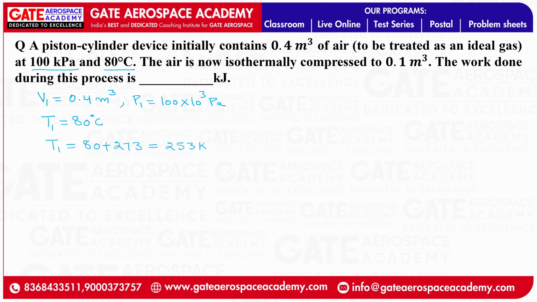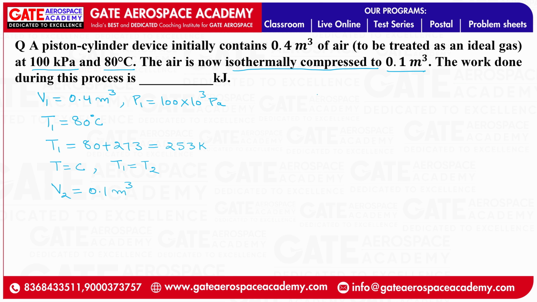Air is now isothermally compressed. Again we are compressing, by which process? Isothermal process. Isothermal means temperature remains constant, correct? So T1 is equal to T2. It is now compressed isothermally to this much volume, which means V2 will be 0.1 meter cube. Work done during this process in kilojoule, we have to find out.